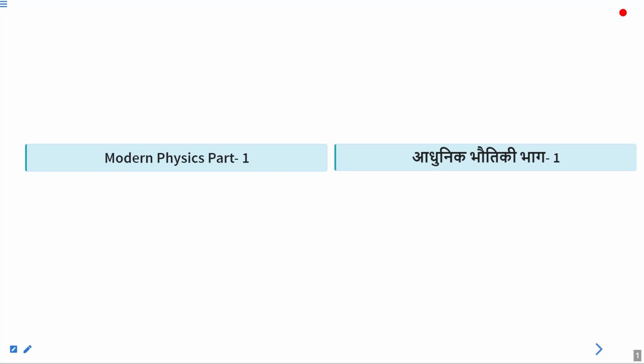So students, as you can see here, in this lecture we are going to start with our new topic, that is modern physics. We will talk about the concepts that come under the term of modern physics, their implications, definition, applications, uses and other related facts that are connected to them. This is going to be our part 1.